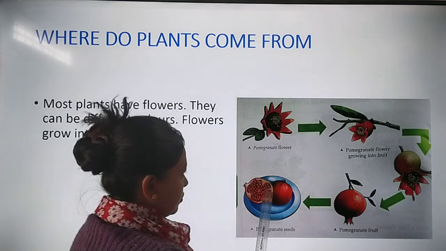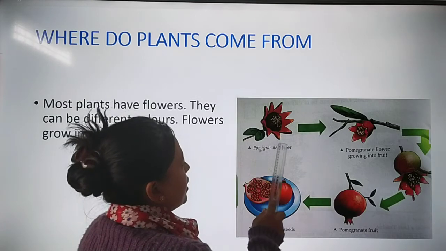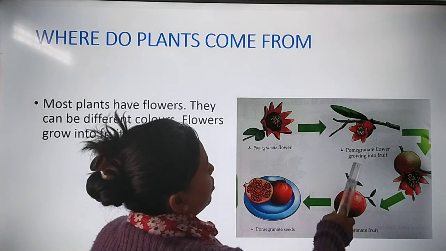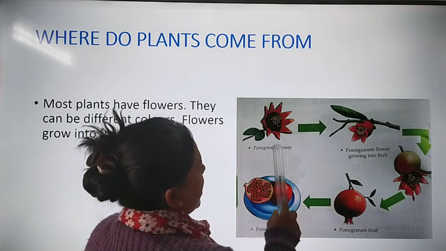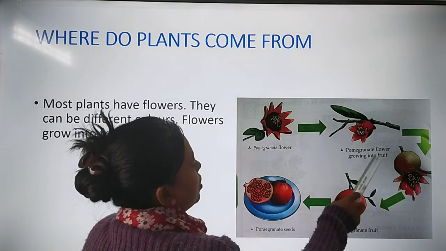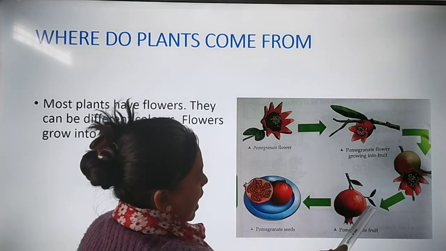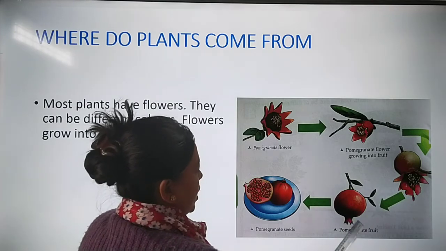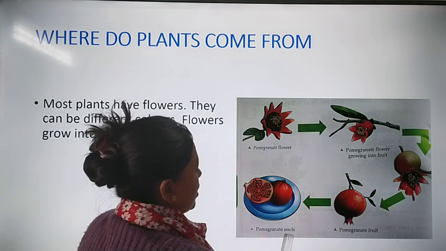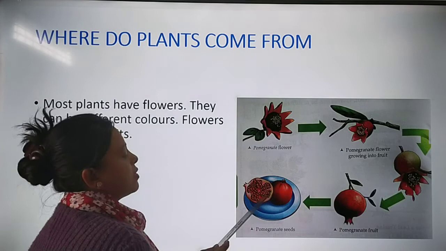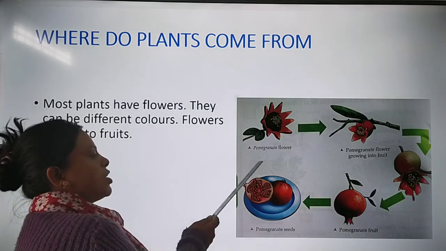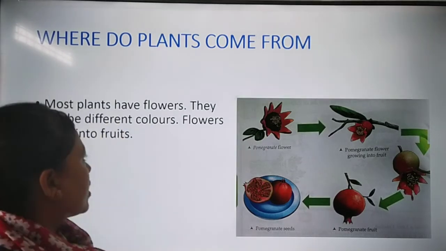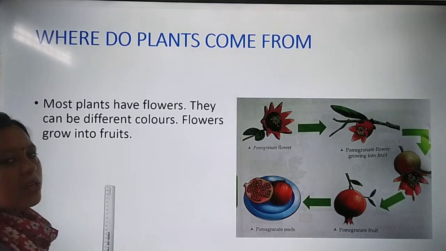And first, pomegranate flower, okay? And pomegranate flower growing into fruit. So after flower, it turns into fruit, okay? And this is pomegranate fruit. It turns into fruit, fully ripe fruit. Then pomegranate seed. That means this is the seeds of the pomegranate, and the plants grow from the seed. Okay? So plants grow from the seed.